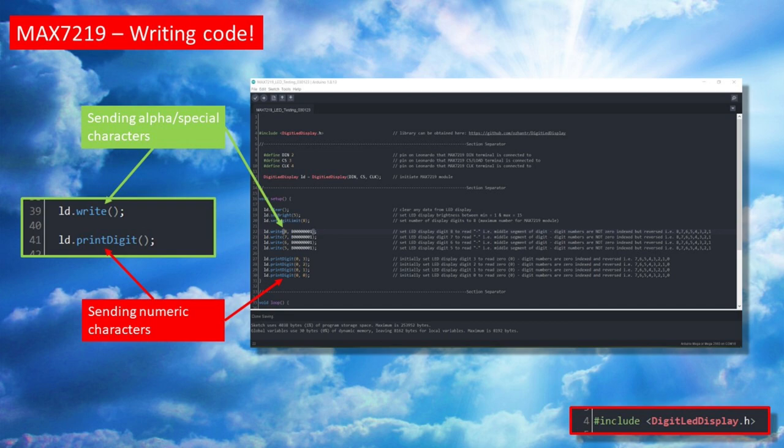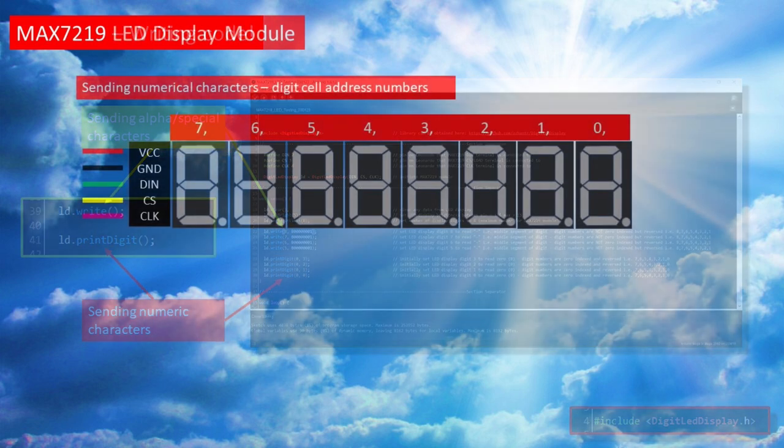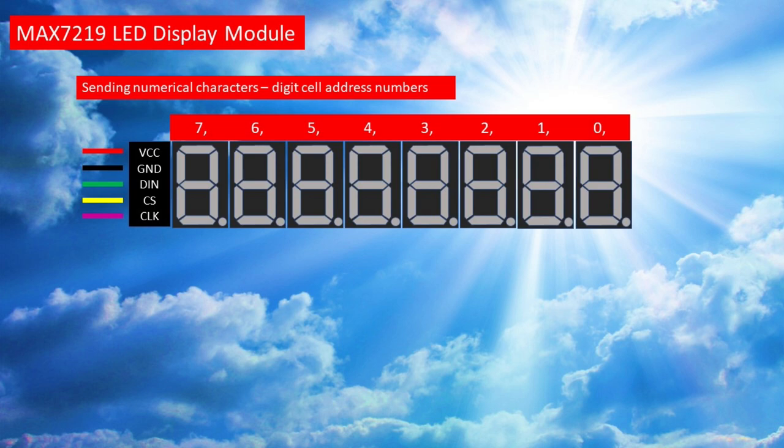Anyway, there are two distinct commands for sending characters to the display. One is the ld.write command, which handles alpha or special characters, and the other is the ld.printdigit command, which handles all numeric values. Secondly, each of these methods of coding results in the MAX7219 module display being addressed in a slightly different way. What I mean by this is that when writing code to send numeric characters to the display, the code addresses it like this, with the far right hand cell identified with an address of 0 and with the far left cell being addressed as 7.